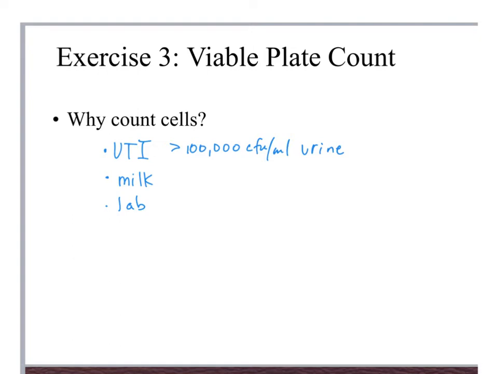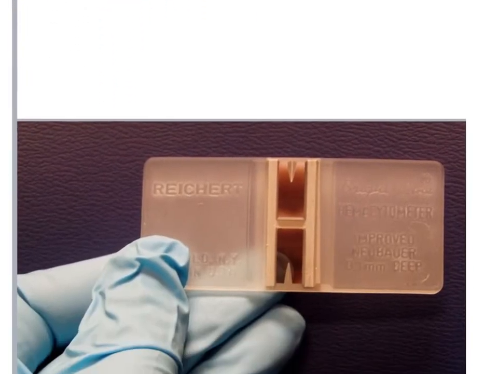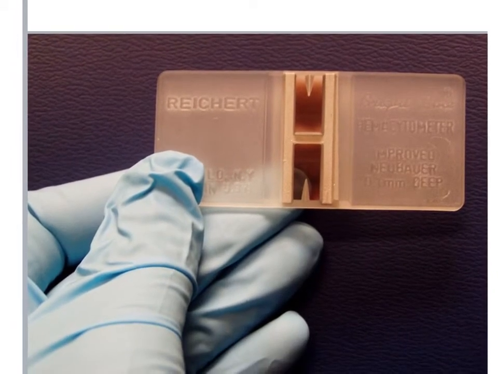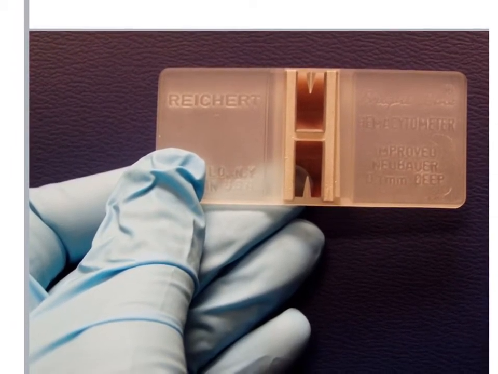Okay, there are a lot of different methods to count cells. I want to just compare our method in class to a couple of other ways. Our first method here is using a hemocytometer. That's kind of hard to read, but that's written right there. This is also called a Petroff-Hauser chamber. I usually refer to it as a hemocytometer because that's just a little bit easier to remember.